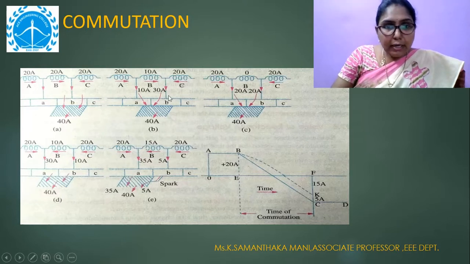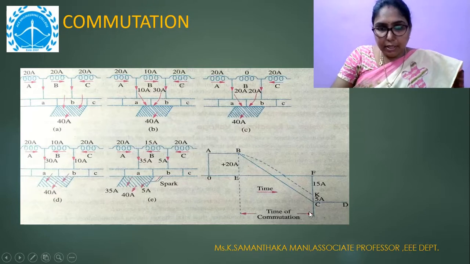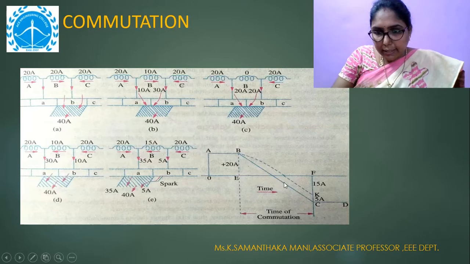So this entire commutation process is explained with a graphical representation here. Observe 0 to 20 amperes. Here AB is the 20 amperes. At the time of short circuit, there is plus 20 amperes. And you see here, this graph changes from plus 20 reaching 0 value, and again it has to reach minus 20 amperes. This period of time is called the time of commutation.